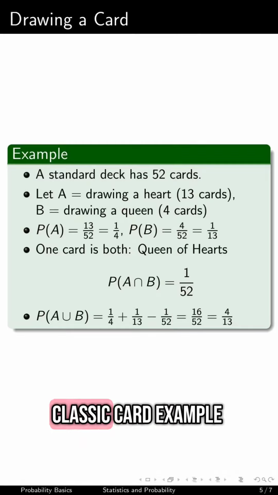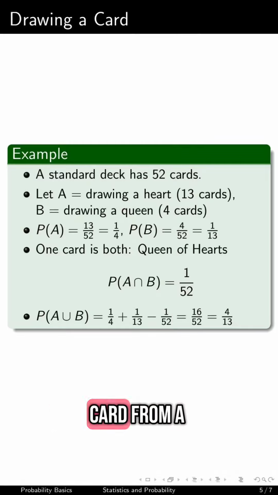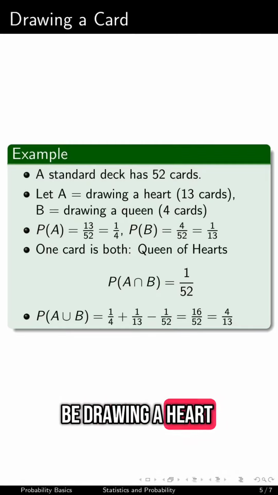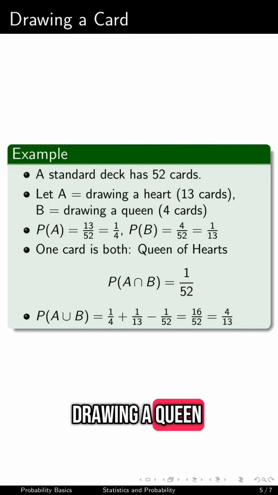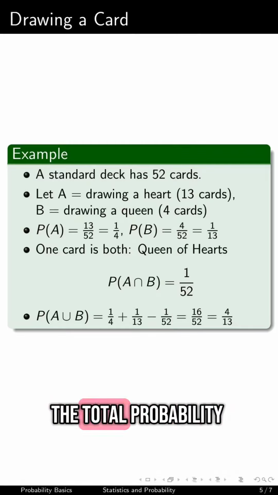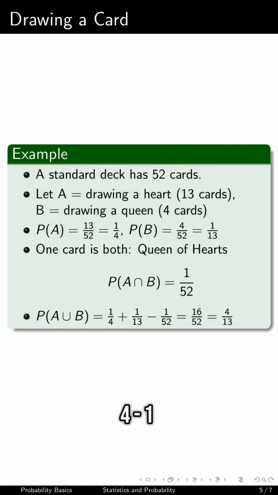Let's try a classic card example. You draw one card from a standard deck of 52 cards. Let event A be drawing a heart. That's 13 out of 52. Let event B be drawing a queen. That's 4 out of 52. But one card is both a heart and a queen, the queen of hearts. So we subtract that overlap. The total probability is 13 plus 4 minus 1, all over 52. That's 16 out of 52, or 4 out of 13.